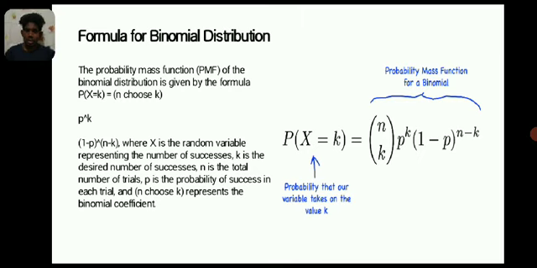The probability mass function, that is PMF, of the binomial distribution is given by the formula P of X equal to k is equal to n choose k, p to the power of k, into 1 minus p to the power of n minus k, where X is the random variable representing the number of successes, k is the desired number of successes, and n is the total number of trials. p is the probability of success in each trial, and n choose k represents the binomial coefficient. There is a formula given aside, you can refer to that.